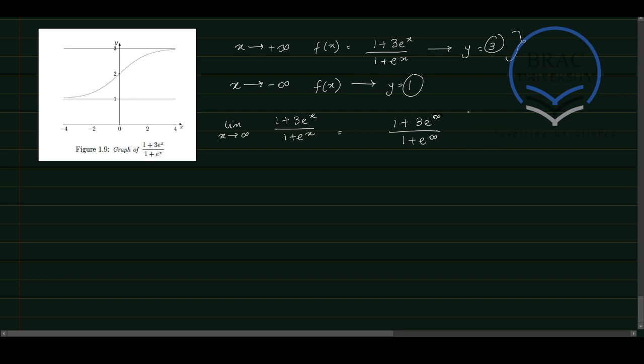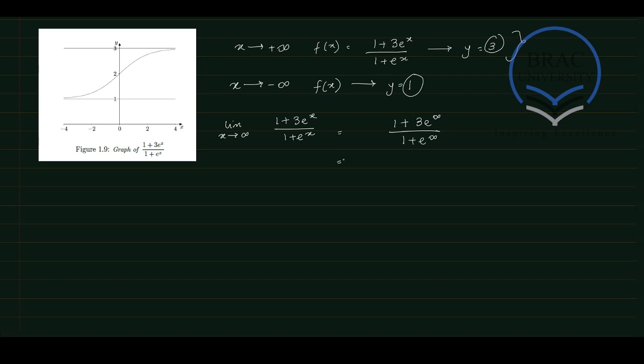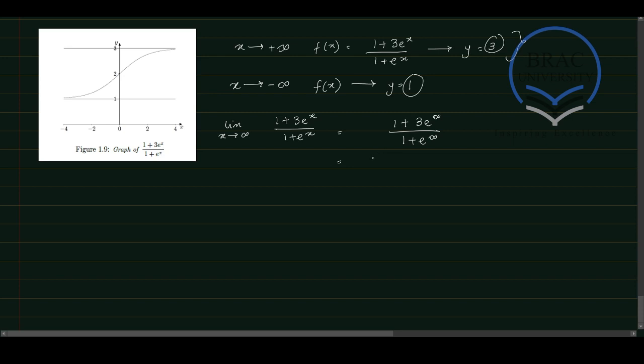So we have to manipulate this algebraically to avoid this indeterminate form. What I'm going to do is divide both the numerator and the denominator by the expression e to the power of infinity. What that will leave me with is e to the power of negative infinity plus 3 in the numerator and e to the power of negative infinity plus 1 in the denominator.